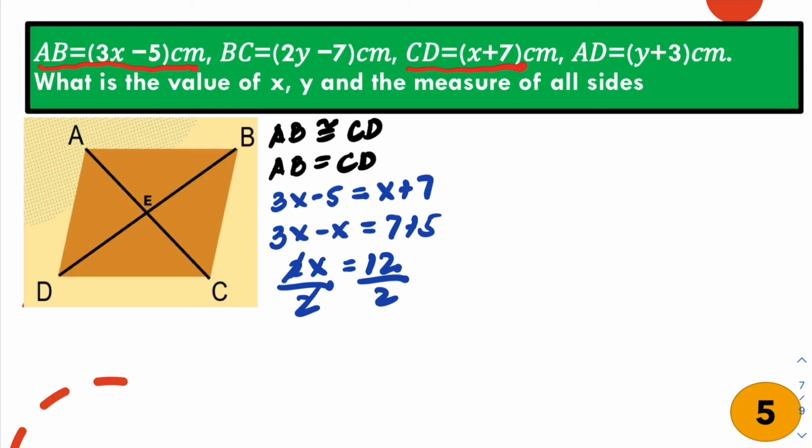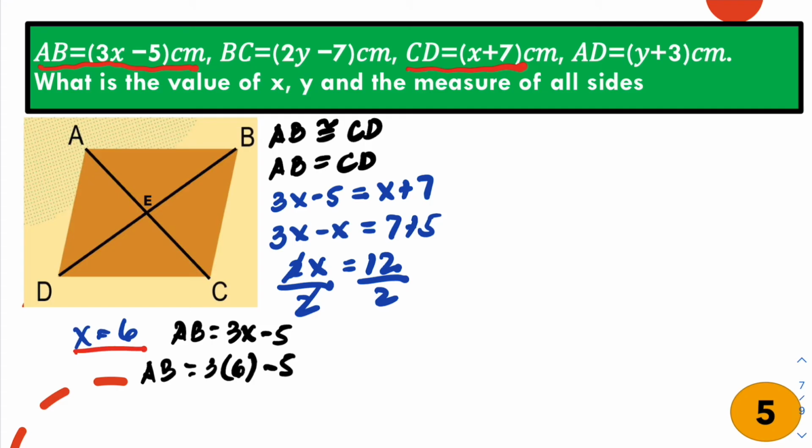X is equal to, yes, very good, that is 6. Since x is equal to 6, now let us apply it for the value of AB. Okay, we have AB is equal to 3x minus 5. Applying the value of x, AB is equal to 3 times the value of x is 6 minus 5. Then we have AB is equal to 3 times 6, 18 minus 5.